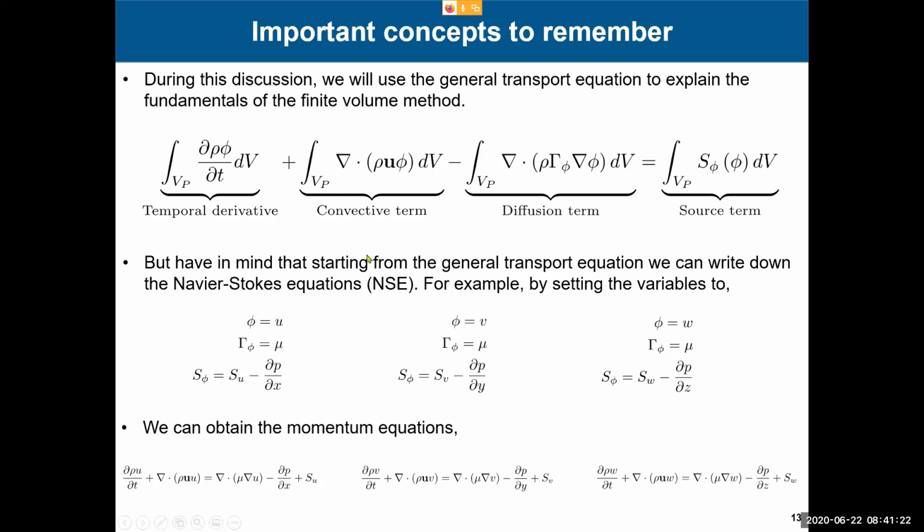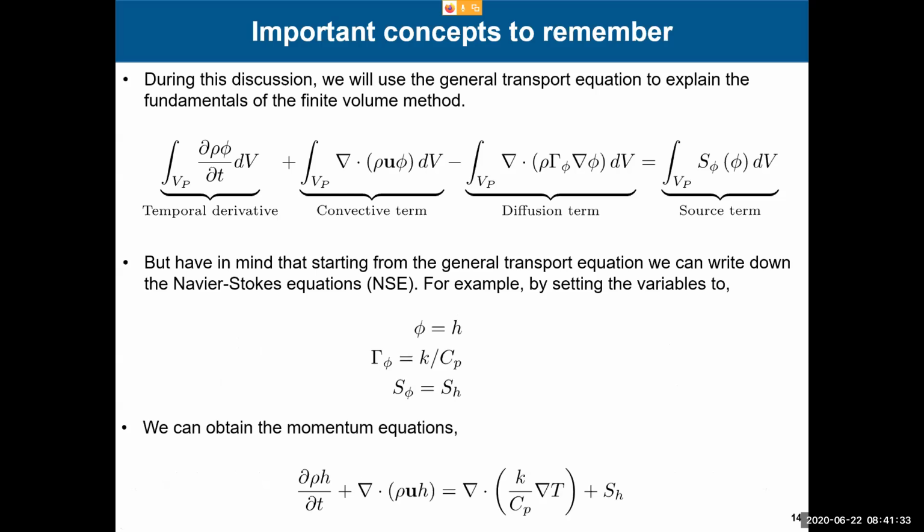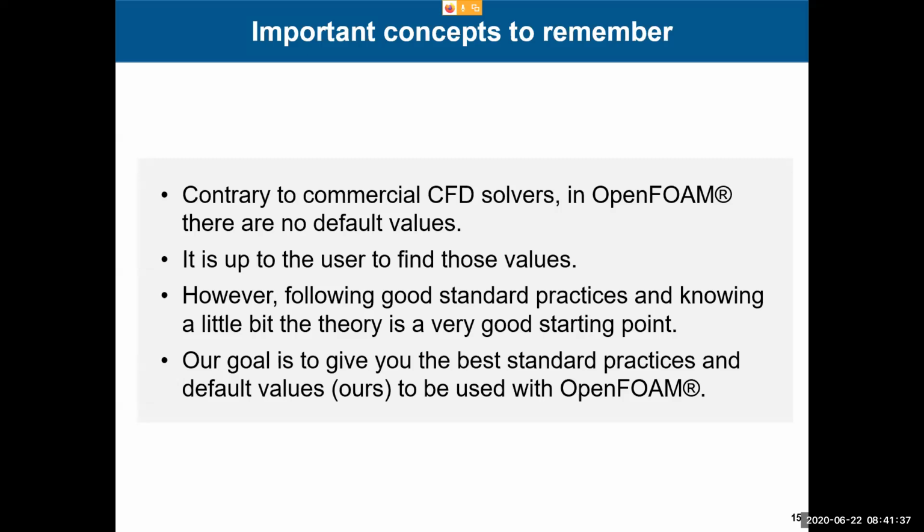So in theory, the treatment that we're going to see for the temporal derivative, convective term, diffusion term, and source term will be exactly the same regardless of the equation that you are using. You can also derive the energy equation. And then this is what probably will be my main conclusion, a recipe: contrary to commercial CFD software, in OpenFOAM there are no default values. So it is up to the user to find those values.